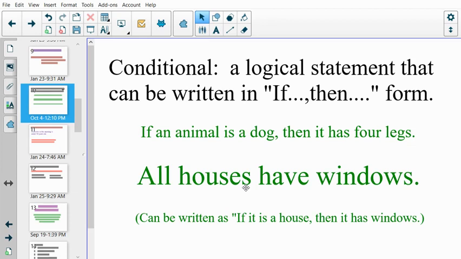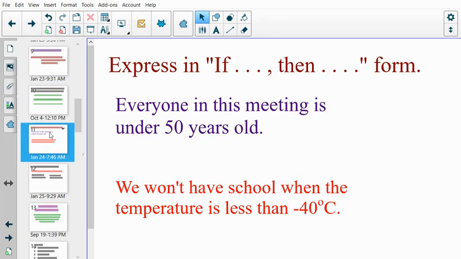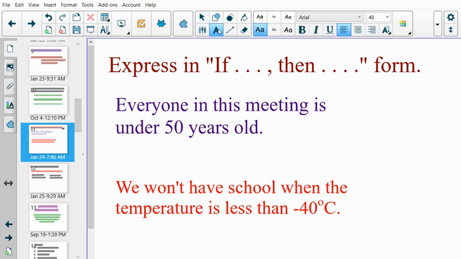I am not saying that this is a true statement. I am saying that this is something called a conditional statement because it can be written as if something, then something else. And so your assignment over this weekend is going to be doing exactly that, taking statements that are not in if-then form and writing them in if-then form. So here's a couple examples for us to look at. First one says, everyone in this meeting is under 50 years old.